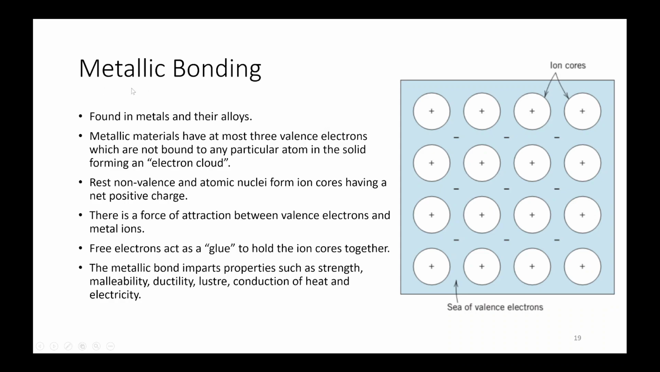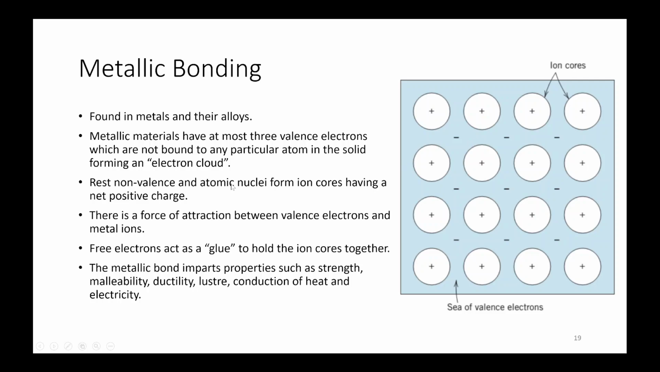Now metallic bonding. It is found in metals and their alloys, and alloys have a metal as the base, so they also have metallic bonding. In metallic materials, they have at most 3 valence electrons, which are not bound to any particular atom in the solid, forming an electron cloud. They give their electrons to the electron cloud, and the ion cores are held together with the help of these electrons.